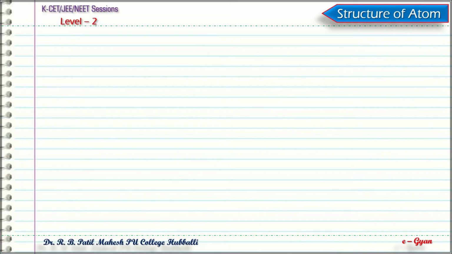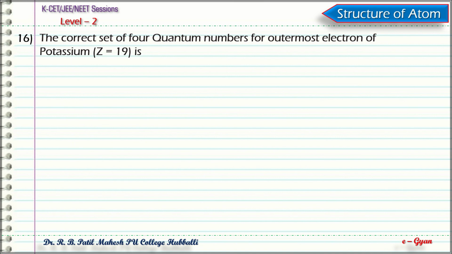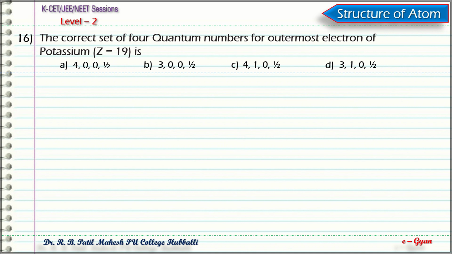Moving to the next question. Question number 16. The correct set of 4 quantum numbers for outermost electron of potassium, Z equal to 19, is. There are 4 options given. Potassium atomic number is given, it is 19. Let us write the electronic configuration: 1s2, 2s2, 2p6, 3s2, 3p6 and 4s1.